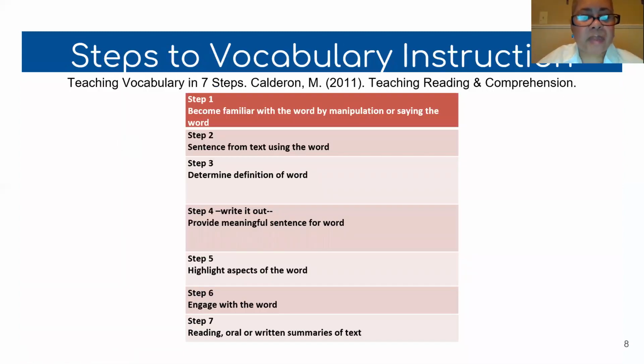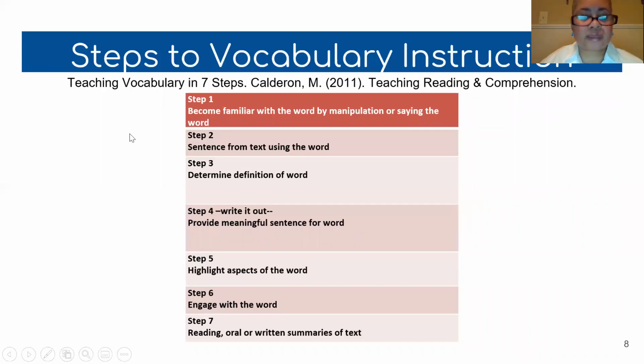Now's the time to take out paper, pencil, or pen and take some notes. Here is our first 7-step strategy that Calderon tells us to use. Be sure again to write these down, because in a moment you'll watch a video and you want to be able to tell me what strategy is the teacher using to teach vocabulary.